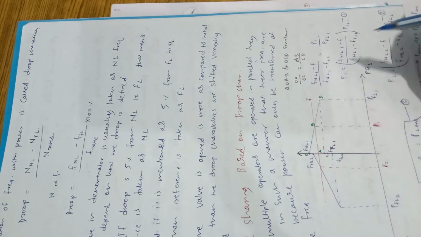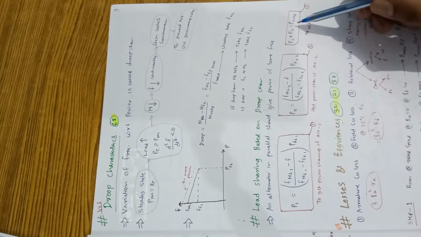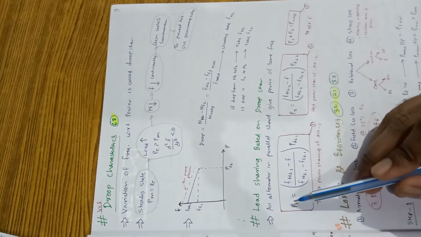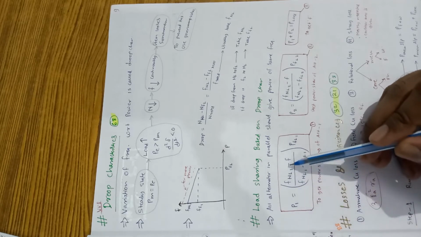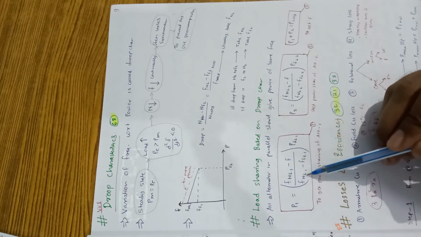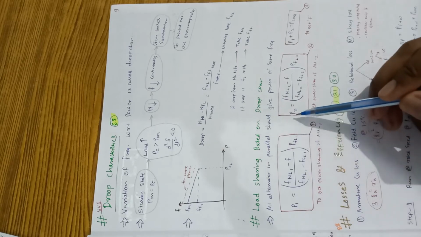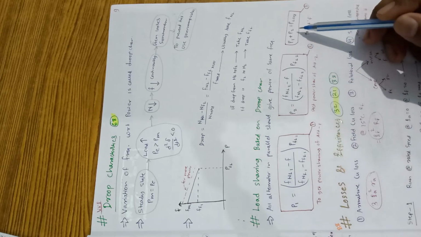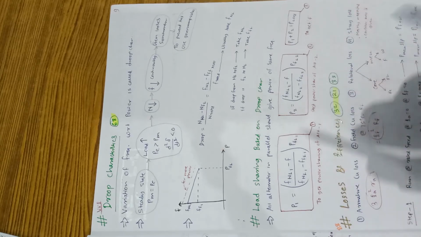When we get P1 and P2, we can find the total power delivered to the load: P load equals P1 plus P2. Finally we got P1 equals FNL1 minus F upon FNL1 minus FFL1 into PFL1. Similarly we have P2, and for full load we can find the total power.